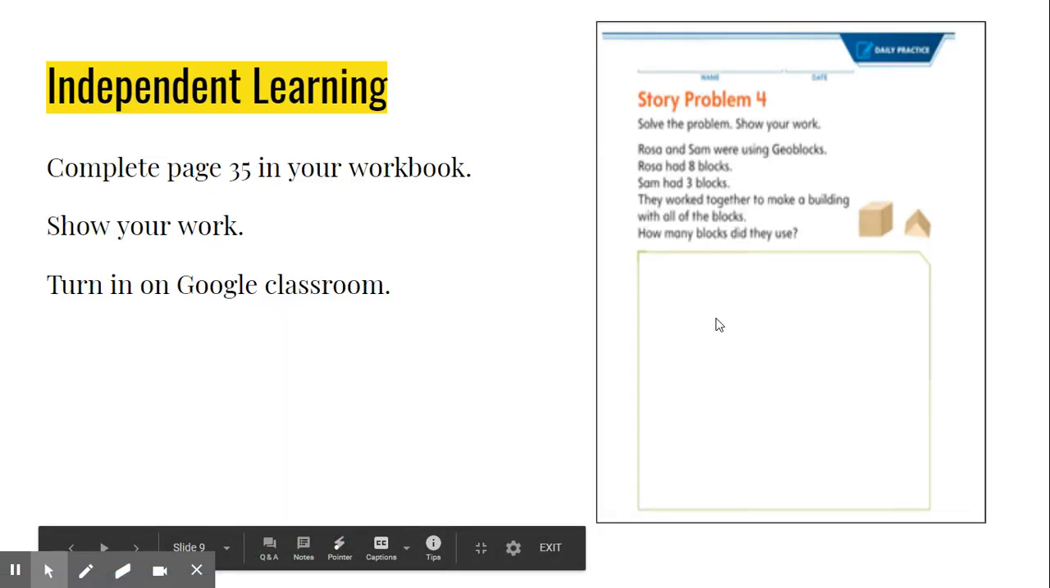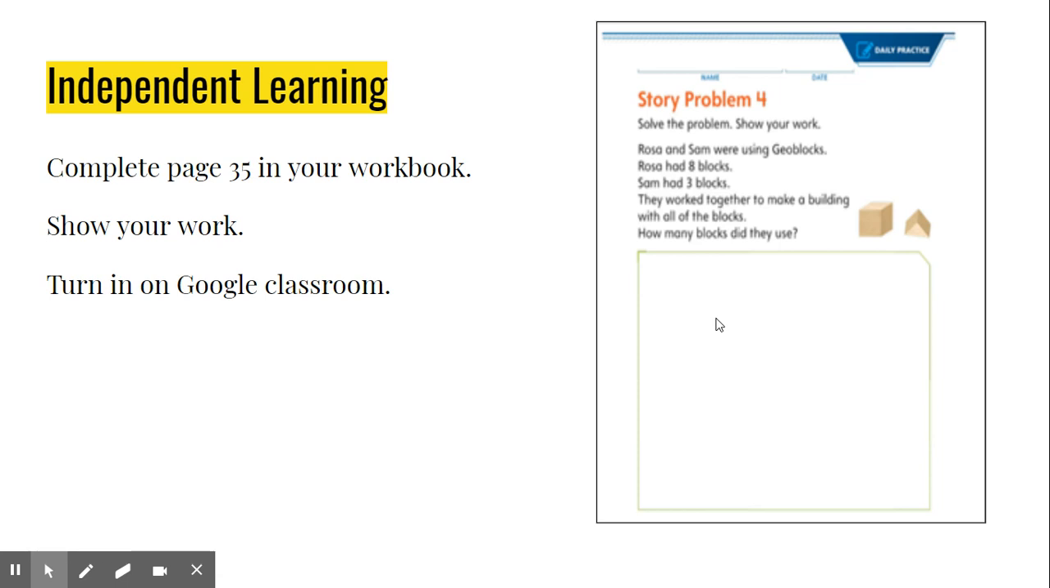For independent learning, you're going to complete page 35 in your workbook. Make sure you show your work. That's the most important part, especially since you're trying to show your teacher that you have mastered the learning intention and that you can use different strategies for the same problem.